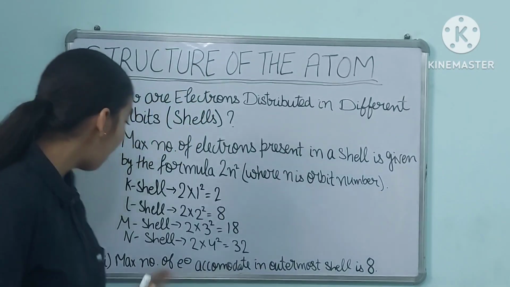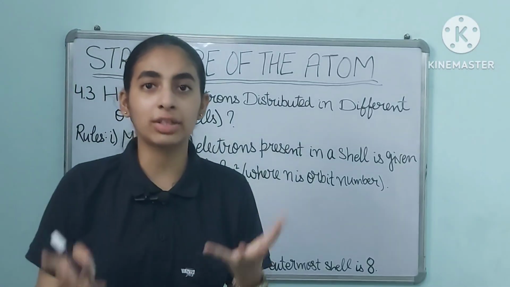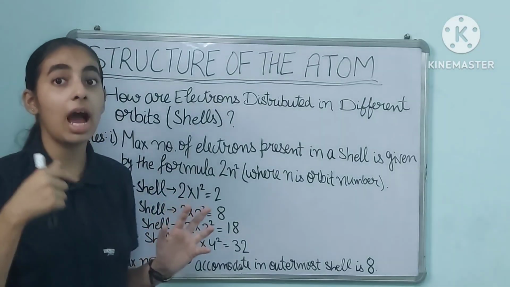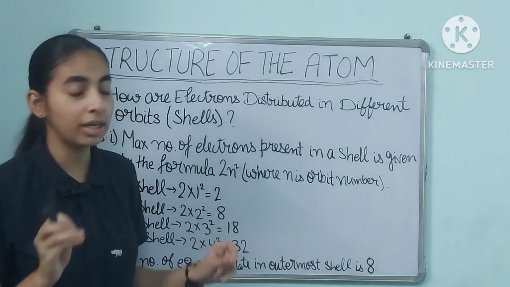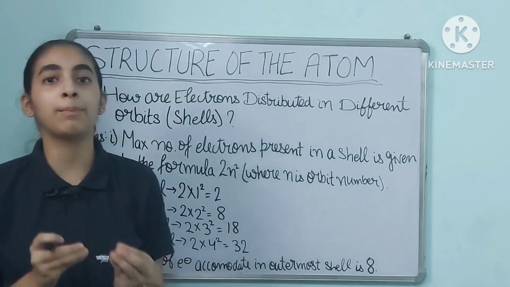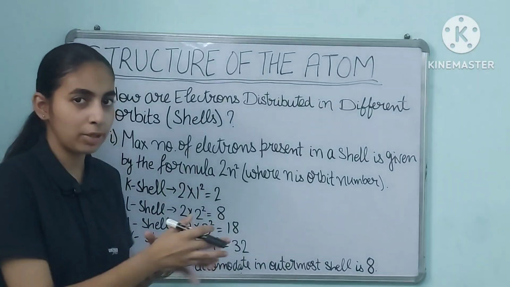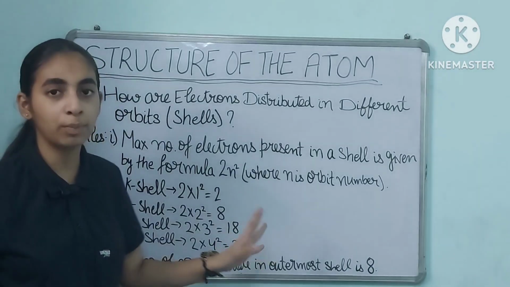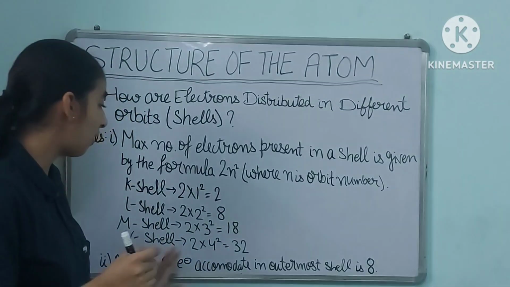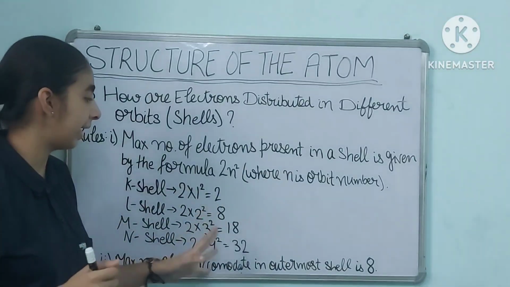But the second rule says that the maximum number of electrons accumulated in the outermost shell is 8. Suppose we are writing the electronic configuration of an atom of an element, and the M shell becomes the outermost shell. We know the M shell has the capacity of filling up to 18 electrons, but we have to put only up to 8 electrons. This is a rule we have to follow. No doubt the N shell has the capacity of 32, but for the outermost shell we fill only up to 8. The shells hold 2, 8, 18 and 32.